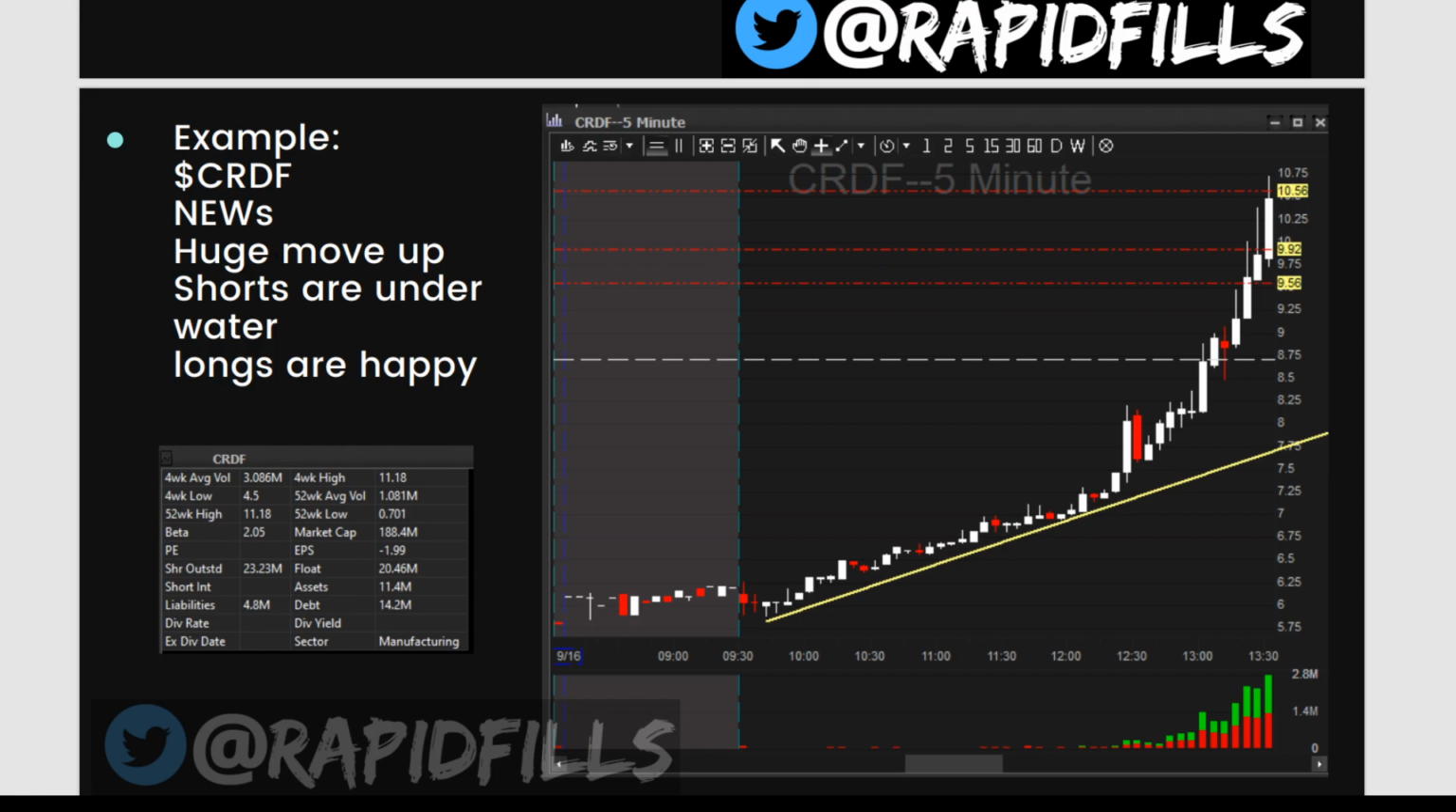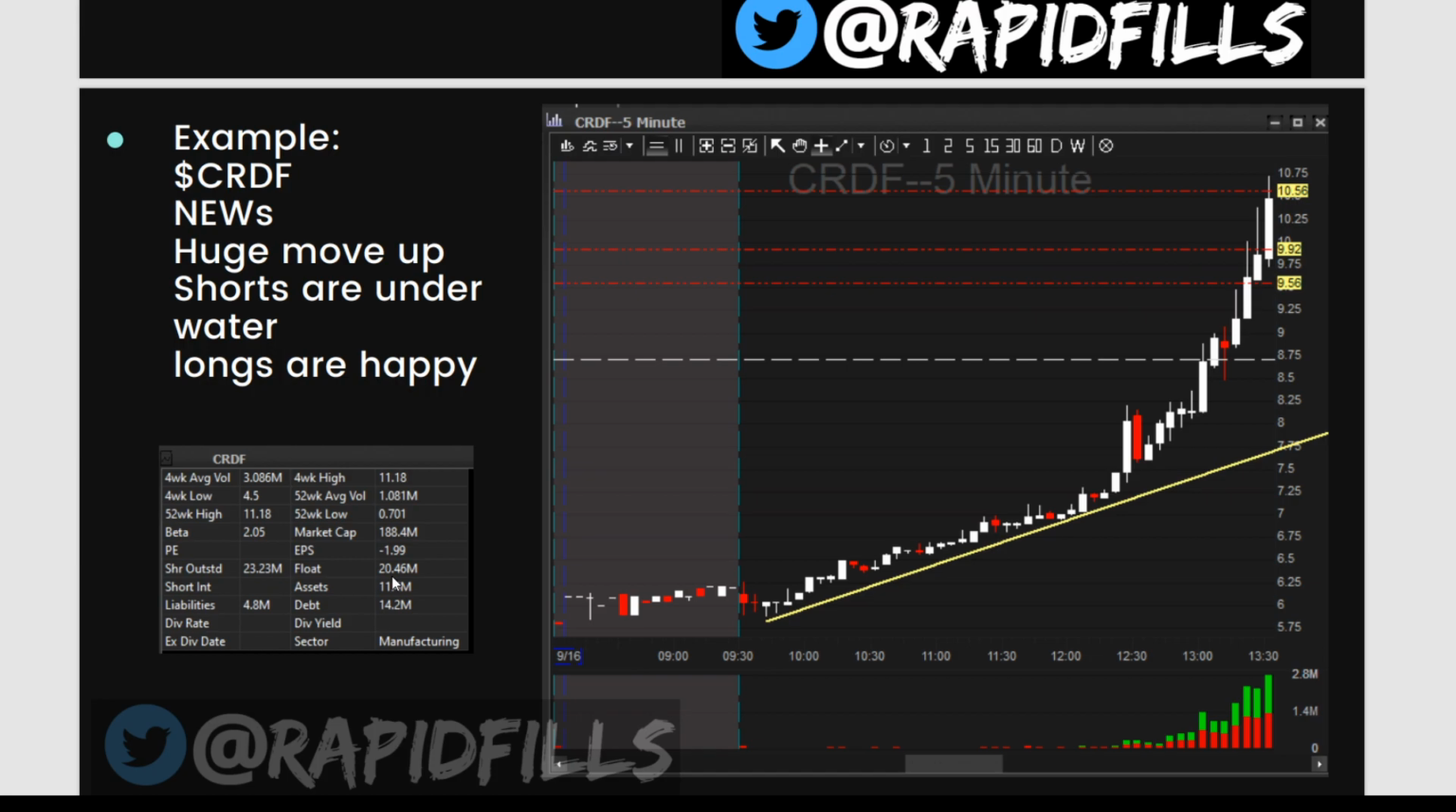There is a huge move up. Shorts are underwater. How do I know the shorts are underwater? This dotted line right here is the prior close. So people probably were shorting this, thinking this thing is going to roll back down, and it actually squeezed them. So this is a good thing to know, that the shorts are upside down. And I know the longs are happy now because people are buying it, thinking this thing is going to go to the moon.